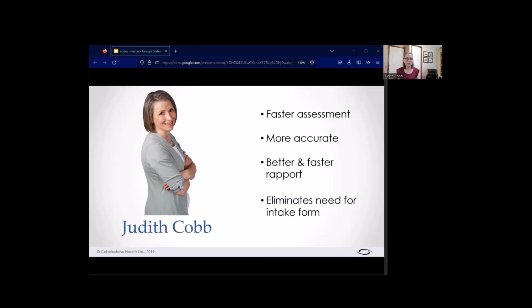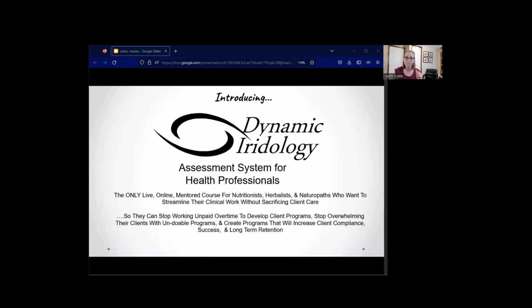And again, iridology eliminates the need for an intake form. It does not eliminate the need for an informed consent form, right? We still always do informed consent. Critical that our clients know our scope of practice so that they cannot come back on us and say we were practicing medicine without a license.